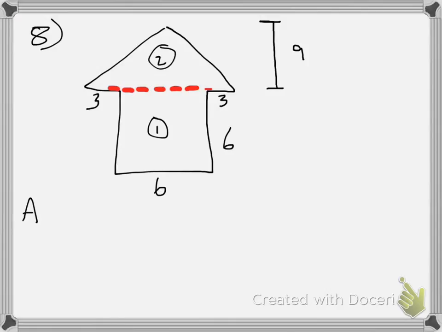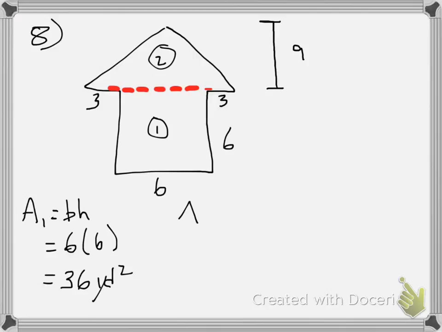So I'll do A subscript 1 for my bottom shape, and the area is going to be base times height, which is 6 times 6. So the area will be 36, and this problem was actually, I didn't write them, but it was in yards, so that will be 36 square yards.